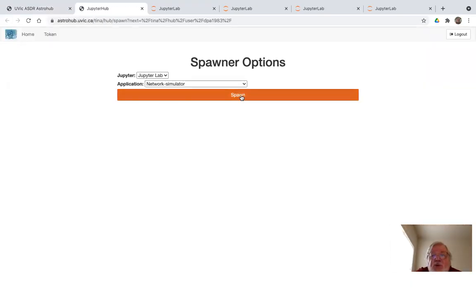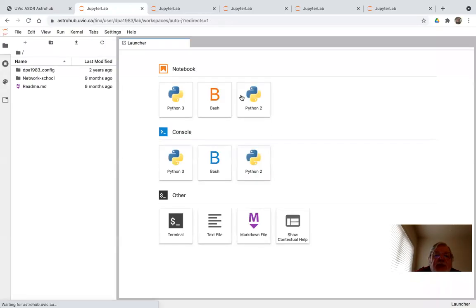And then you spawn, you click this orange bar. This is also explained in the README file. Okay, you click the spawn orange bar, you wait. Okay, now you're here. The first thing to do, you open this README file here on the left margin.